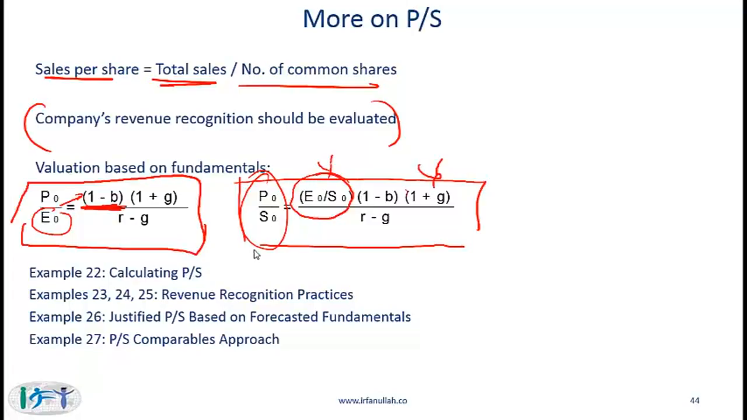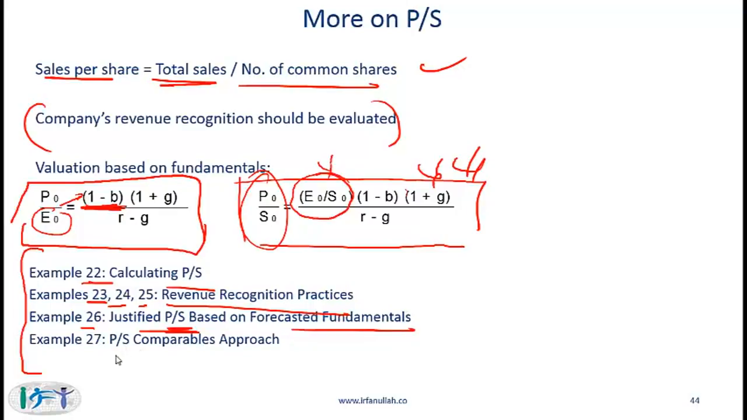I think this is extremely straightforward, hence I'll not go over all these examples. If you have time, you should do so. In example 22, you see how to simply calculate the price over sales. Then 23, 24, 25 talk about revenue recognition practices, which could easily also be part of your FRA material. 26 talks about the justified PS based on forecasted fundamentals. You are given these fundamentals, you plug and play and come up with PS.